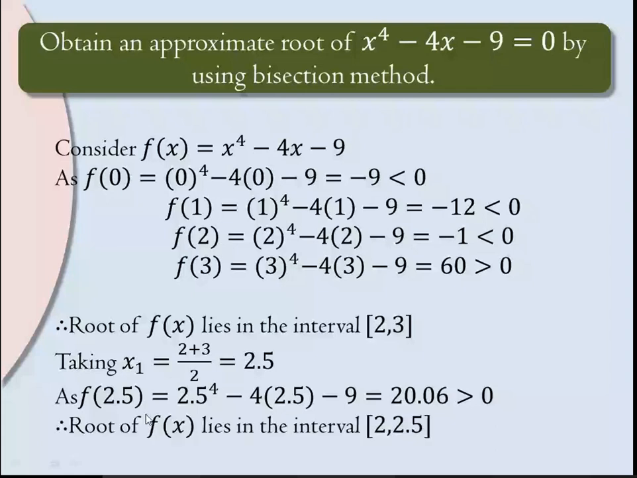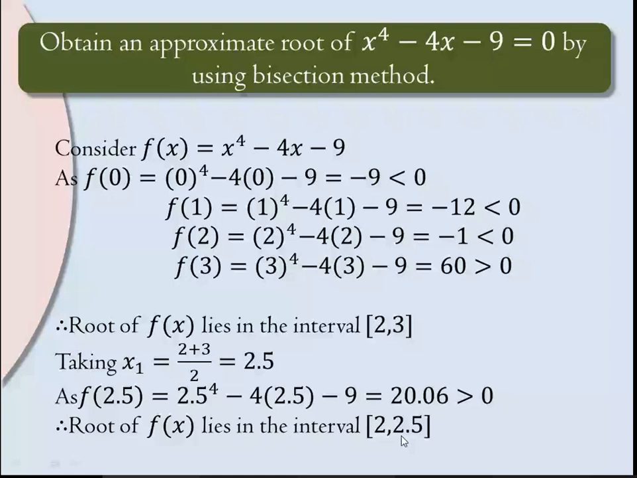Carefully remember for which values the function takes opposite signs. In between those points, the root will lie. Here the opposite signs are for f of 2 and f of 2.5, so that will be the new interval. Now again take the midpoint of these two and find the value of the function at that point. Then check whether it is positive or negative, and depending on that, decide the new interval.